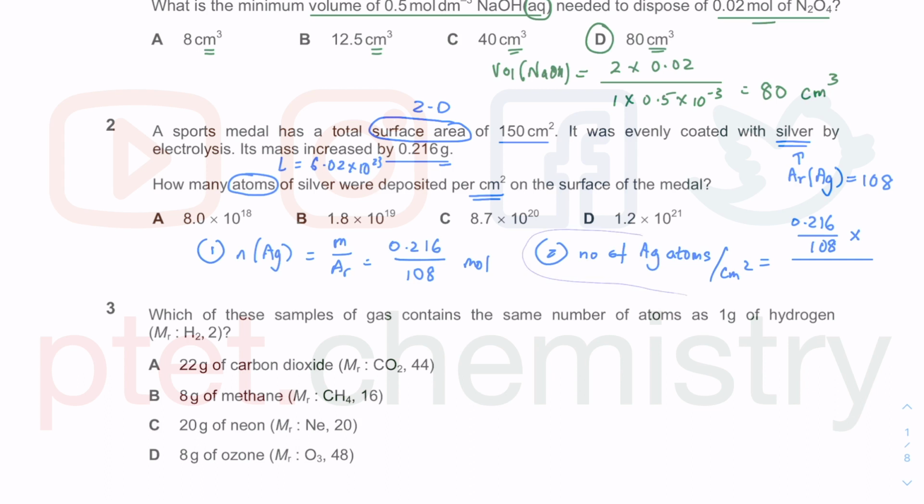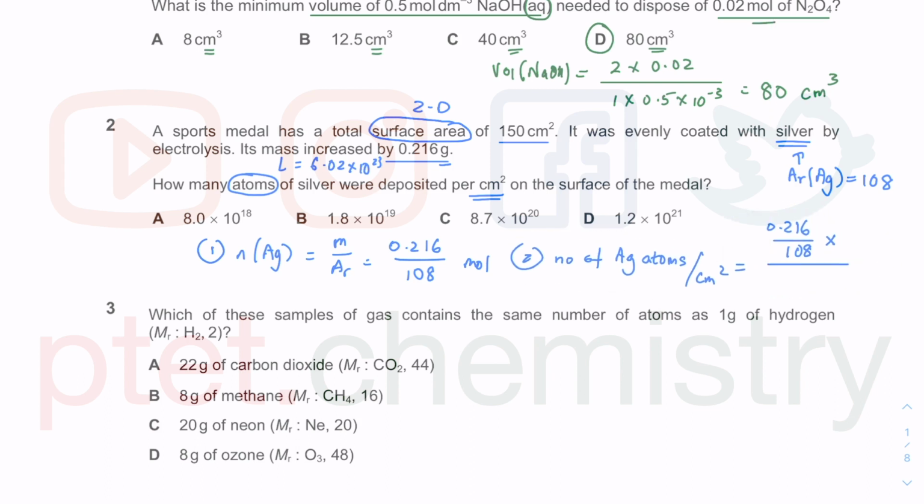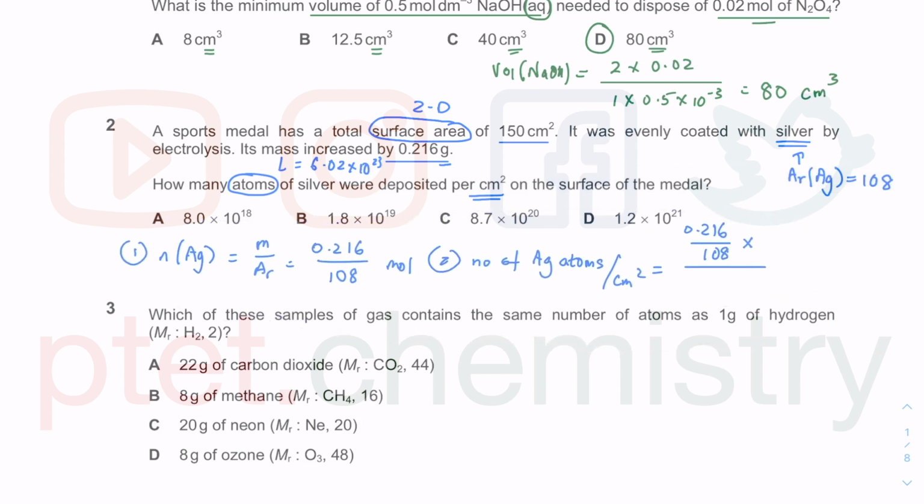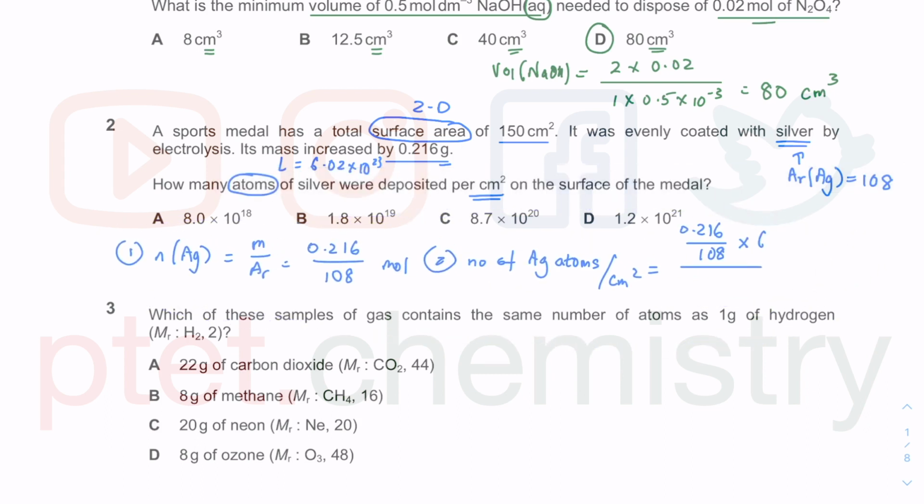by Avogadro constant. If I just move that a little bit to that side, and I can move all of these to this side, so I have a little bit more space there. So multiply by 6.02 times 10 to the 23, that will give me the number of silver atoms altogether, given that I know the mole, and then I divide by 150 cm square. So on top there is the actual number of atoms. Now I divide by 150 cm square because I want the atoms per cm square.